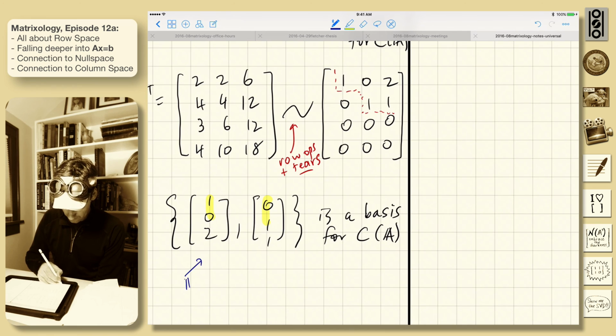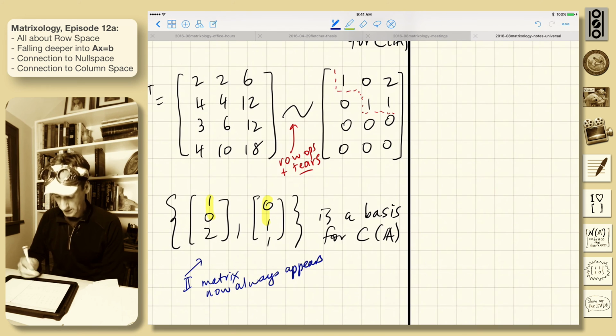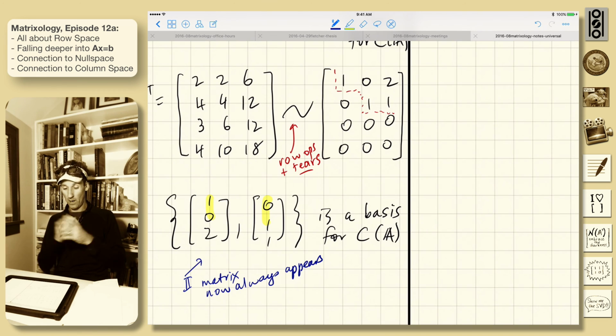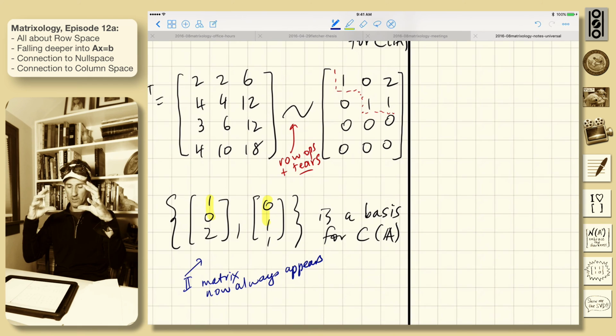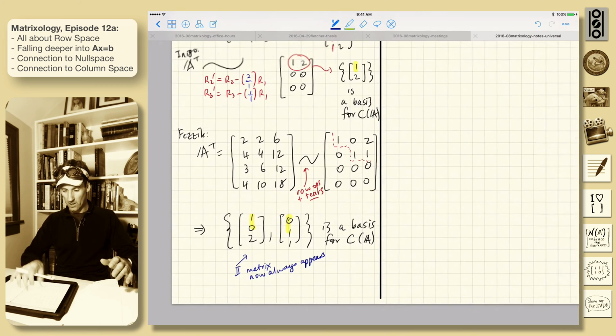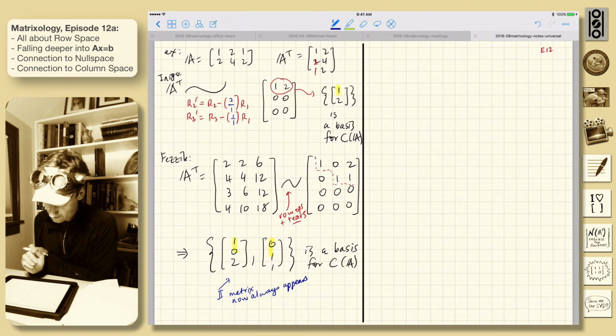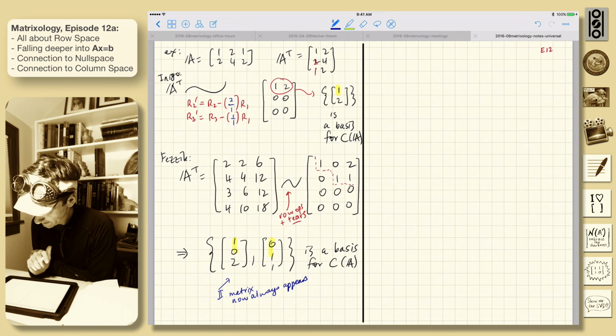So the identity matrix now always appears. It's a really nice looking basis. It's really clear why it is a basis. It's got an identity matrix sitting there, so you can't make one out of the other, or if there are many of them. Huge. Okay, so the RREFs really mattered, and I think we are pretty good.